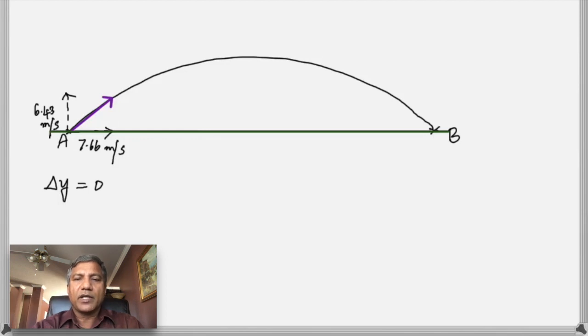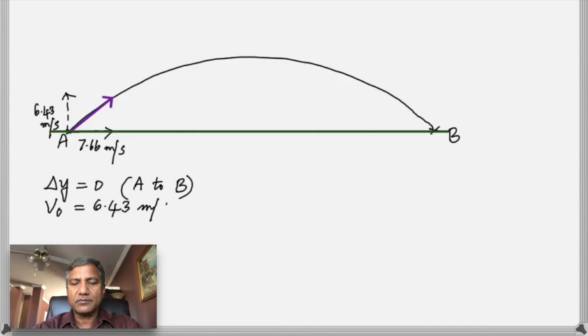We know that the delta y from A to B is 0 because it starts from the ground and ends on the ground. It does not move vertically, and so delta y is 0. And then we also know that V initial y is 6.43, and the acceleration is negative 9.8 meter per second squared, as always. And then we have to find time.